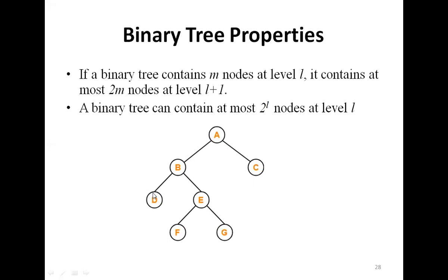Now you take this level. What's the level of this level? Level 2. So how many nodes can this level have? 4 nodes, that is 2 to the power 2. Like that, this one is 2 to the power 1, which is 2, and this one is 2 to the power 0, that is 1. Is that clear? Yes, sir.